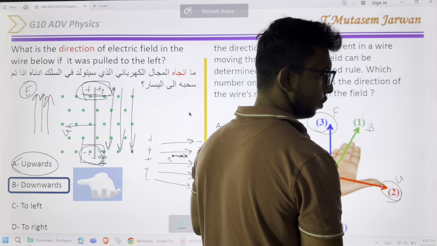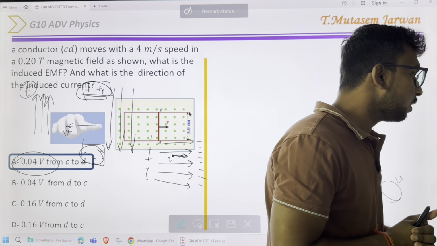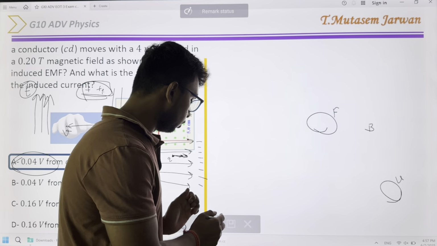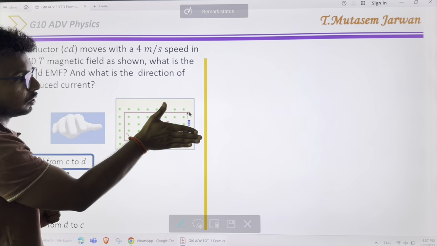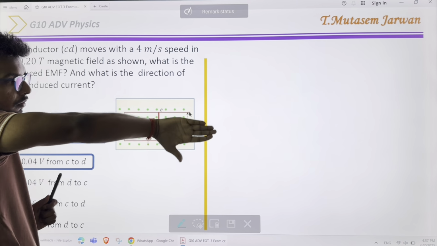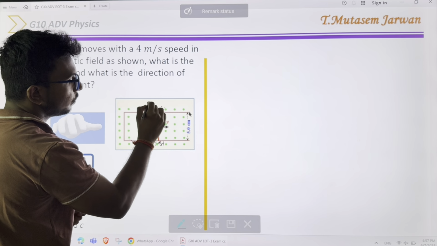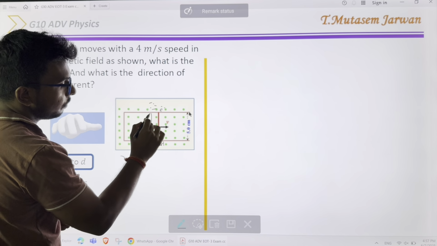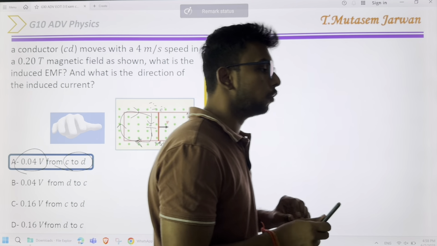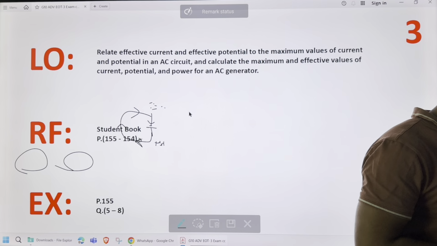A conductor moves with a 4 meter per second speed in a 0.2 Tesla magnetic field. What is the induced EMF and what is the direction of the induced current? Magnetic field is dot, rod is moving in this direction, so velocity, magnetic field is dot, so I'll have to curl my fingers towards this, thumb is pointing down. So this is positive, this is negative. What is the direction of induced current? This behaves like a battery. So the direction of induced current is C to D. So 0.04 volt from C to D. You can calculate 0.04 volt using the equation, delta V.